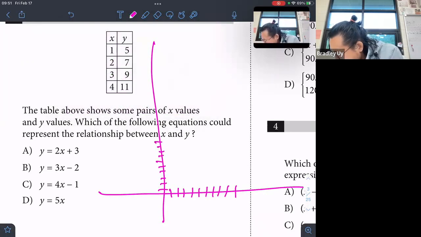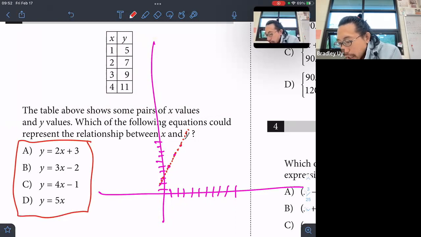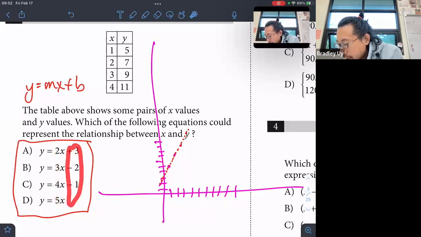So it goes through 1, 5, and 2, 7, and if you get into this pattern, you can see it's going higher, 3, 9. It is a line that goes a little something like this. If you look at this line compared to these equations, all of these equations are in slope-intercept form, y equals mx plus b. This is the slope, and this number represents the y-intercept.